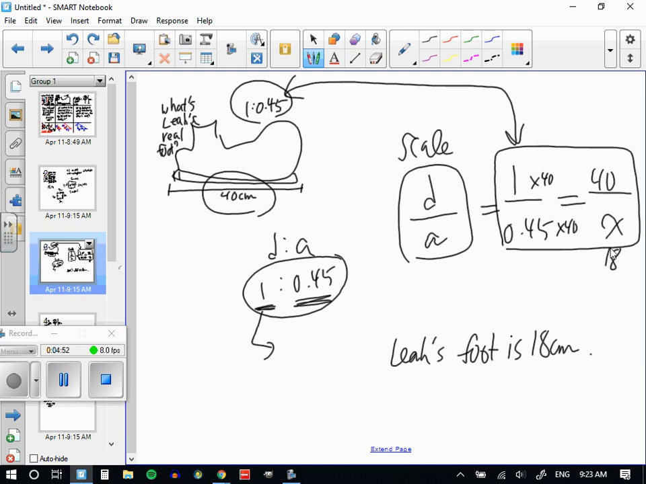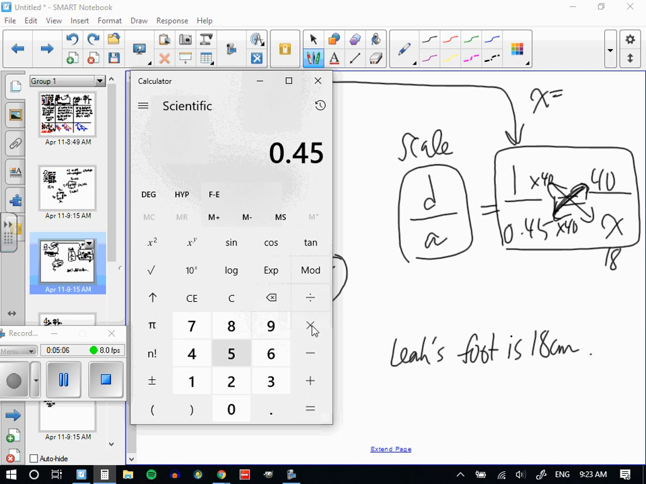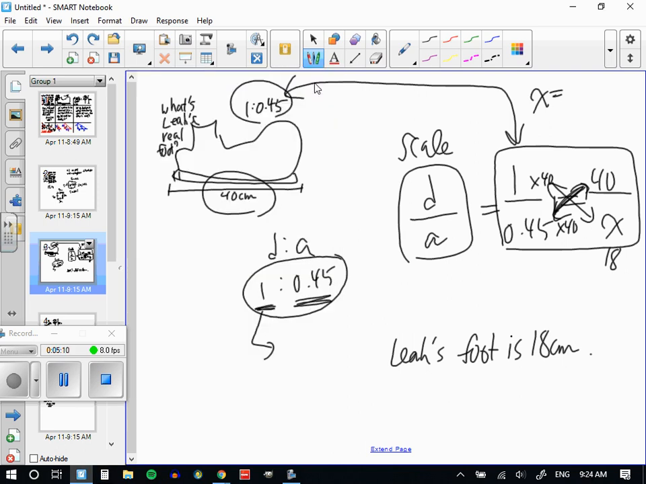Another way you could do it would be to create an equation by multiplying across your proportion. So 1 times x is x, and 0.45 multiplied by 40 would be the other side of your equation. And 0.45 multiplied by 40 is also 18. So x would equal 18 as a second way you could solve it. Either way, you found out that Leah's foot, using proportional reasoning, is 18 centimeters long.